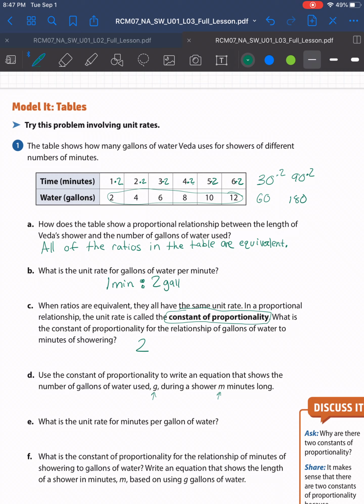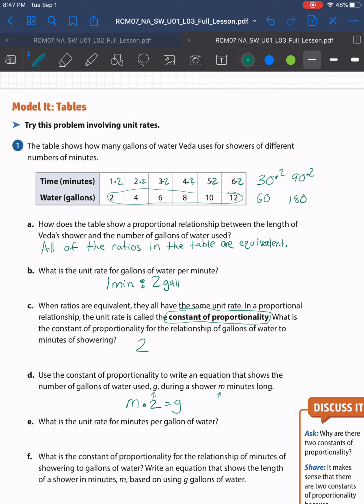Okay? Basically what we're doing is we're taking the time, or minutes, which is an M, and we're timesing it by 2 to get our gallons. So we're taking minutes, we're timesing it by 2 to get our gallons. There's an equation.